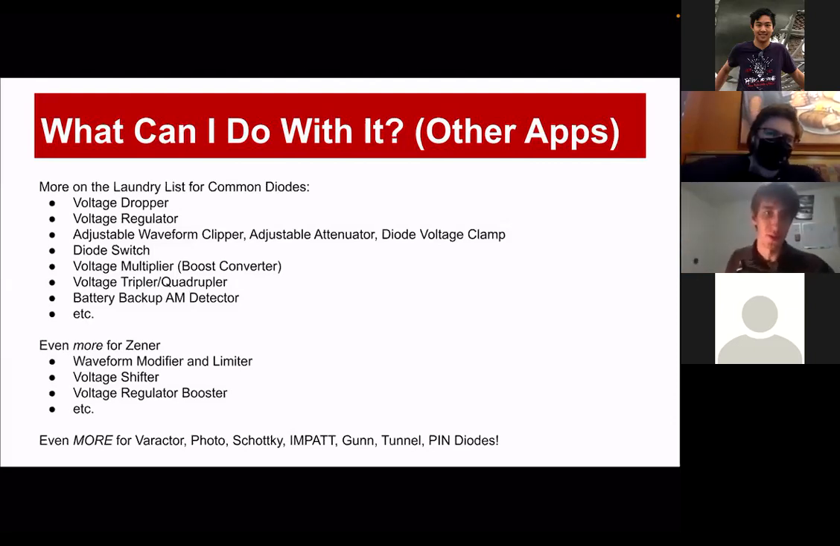So if you'd like to make any of these, the whole diagram and explanation of these diagrams are all in here. And there's even more diodes that I didn't even mention: the varactor, the Schottky, IMPATT, Gunn, tunnel, PIN diodes, et cetera, et cetera. I think there's also laser diodes, which are like the laser pointer things. A whole lot of kinds of diodes.